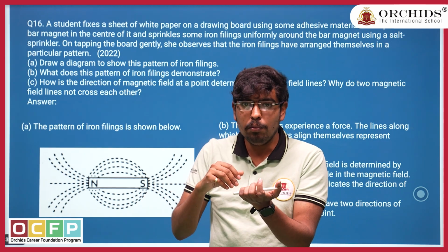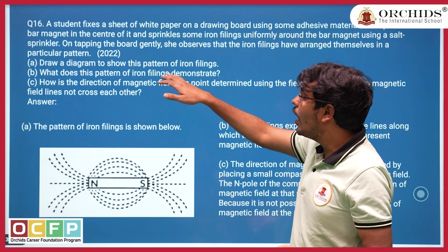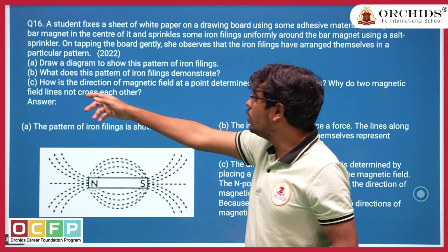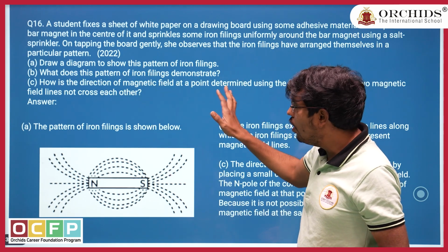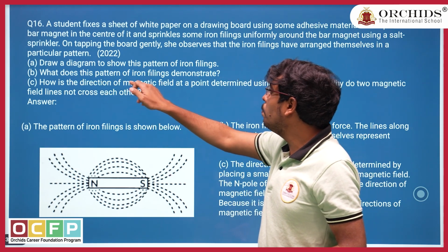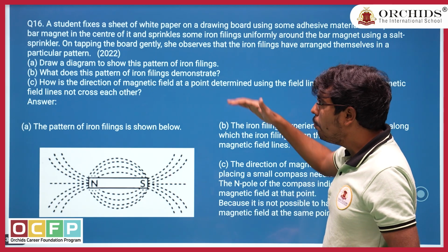After some time, the iron filings get arranged by themselves. So they were asking us to draw this pattern. Next one, what does the pattern of iron filings demonstrate? And third question, how is the direction of the magnetic field at a point determined by using the field lines? Now one by one we will see.